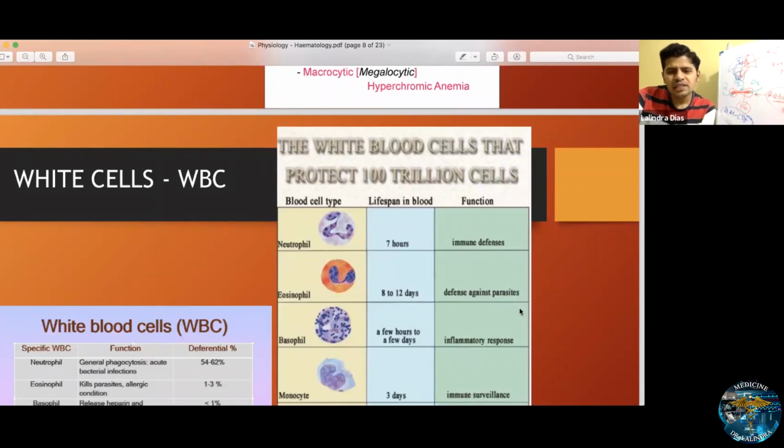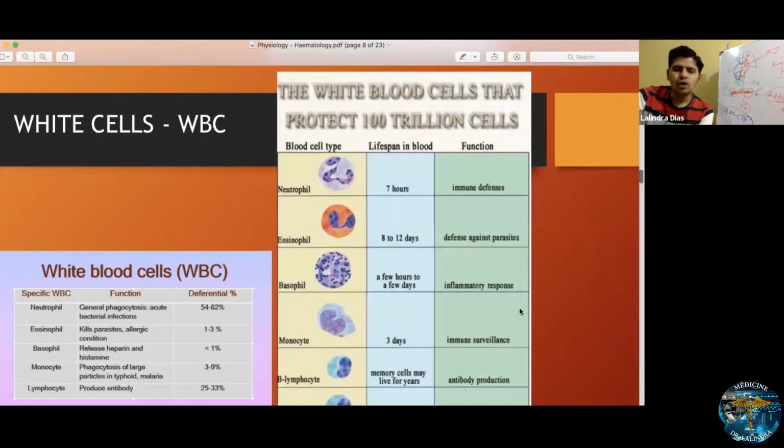Then you have the basophils. Basophils can last in blood from a few hours to a few days, and they play a huge role in the inflammatory response. In our body, for inflammation to occur, you need basophils. So basophils play a huge role in the inflammatory response and also the immune response.